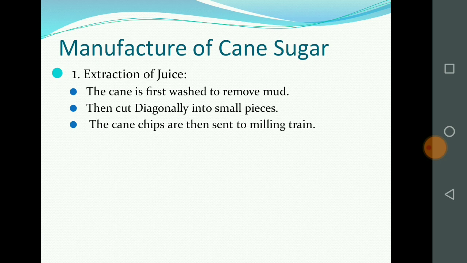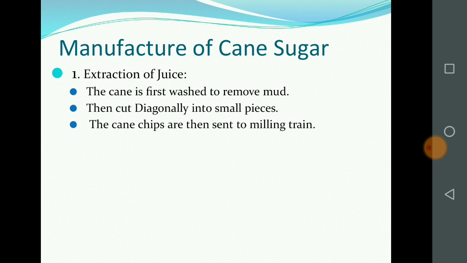Now we discuss the manufacture of cane sugar. It involves the extraction of juice, clarification of juice, concentration of juice to syrup, crystallization of sugar, centrifugation, etc.